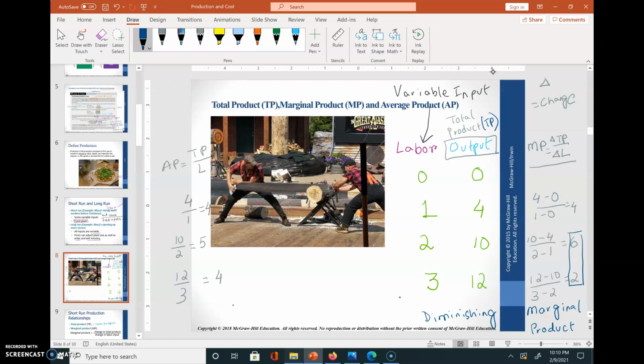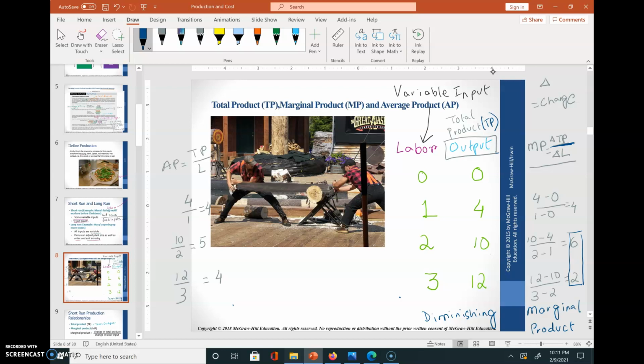Next, after we did the total output, we can look at the concept of marginal product. This is equal to change in total output over change in labor. The sign delta is for change. Now the marginal product of the first worker is 4 minus 0, that means the difference in output between the first worker and the 0 worker, over 1 minus 0. This is equal to 4.